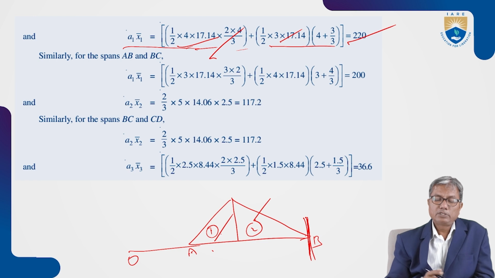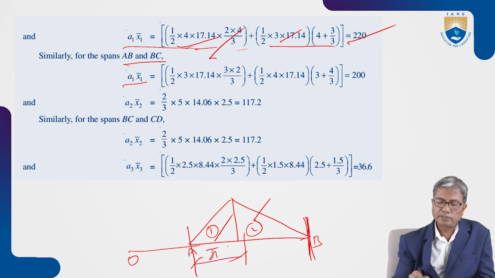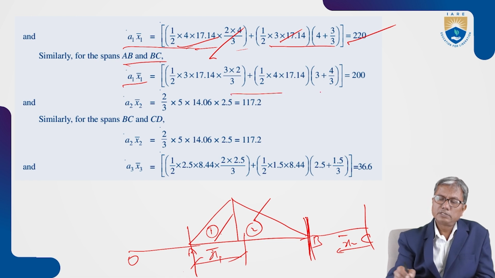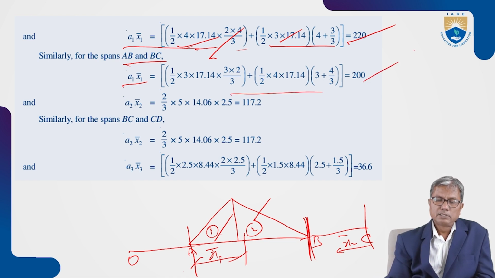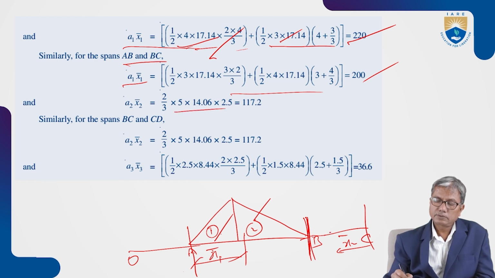When you apply the same for spans AB and BC, A1 X1 bar is calculated. This time X1 bar is calculated from A, because we are applying for AB and BC. The distances are calculated from ends A and C. That means X2 bar is calculated from C, X1 bar is calculated from A, and that you need to take care of. And similarly A2 X2 bar, this time the moment over this, which is 117.2.